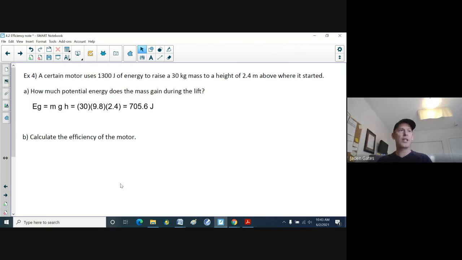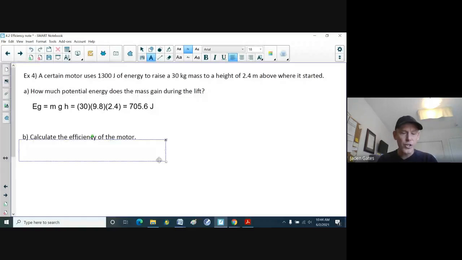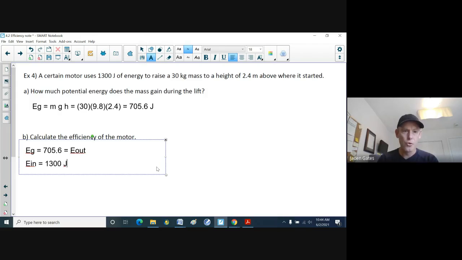Now we get to B. Calculate the efficiency of the motor. Now this E_g that we just had, believe it or not, is the result. That gravitational potential energy, 705.6 joules, is actually our output. That's the result of this motor. Now the motor, it says, uses up 1,300 joules of energy. And we are looking for its efficiency.